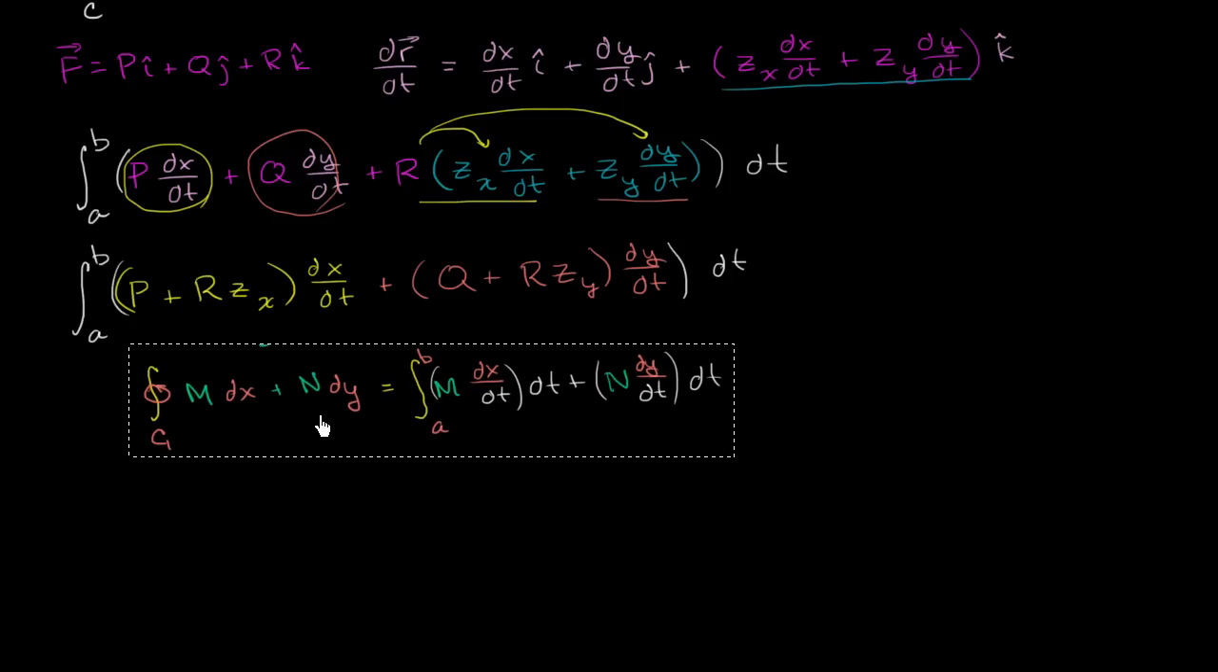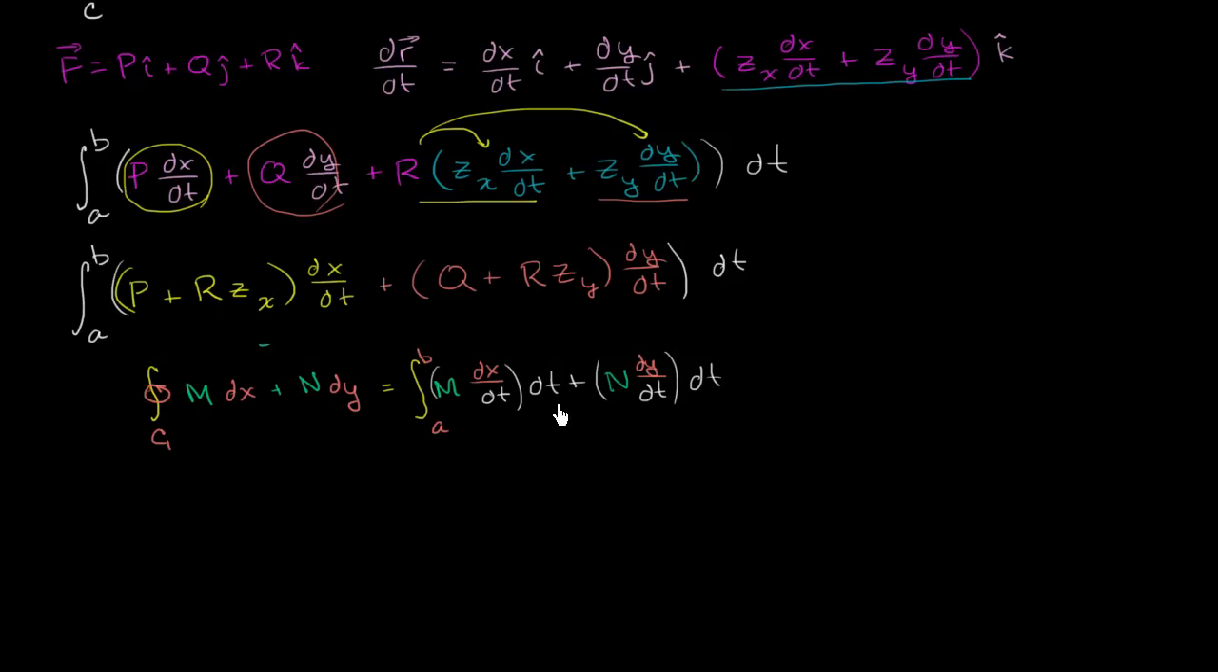But what is going on over here? If we look at this template, we're in the t domain, where we're integrating over t. We have some function of x and y times dx/dt, and then some function of x and y times dy/dt, and we're integrating with respect to dt. Well, that's exactly what we're doing right over here. We can distribute the dt, and we have something that looks exactly like this, where this piece looks a lot like M in our example. It's being multiplied by dx/dt, and then this dt, which you can distribute. And this piece looks a lot like N. And so we have something that looks like this.